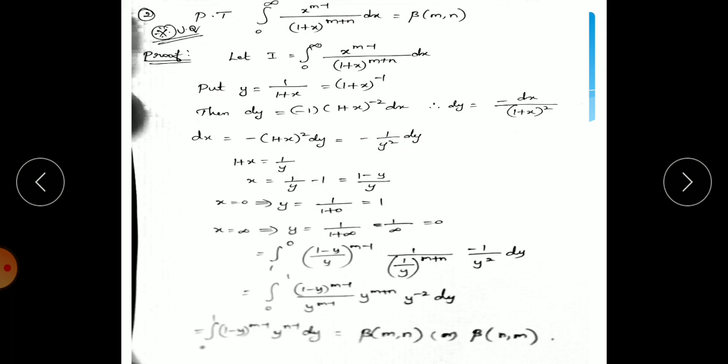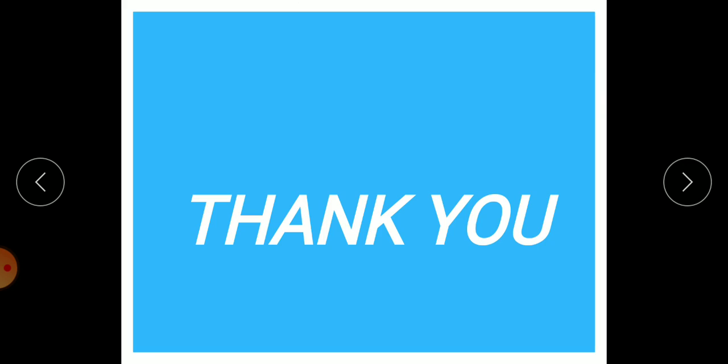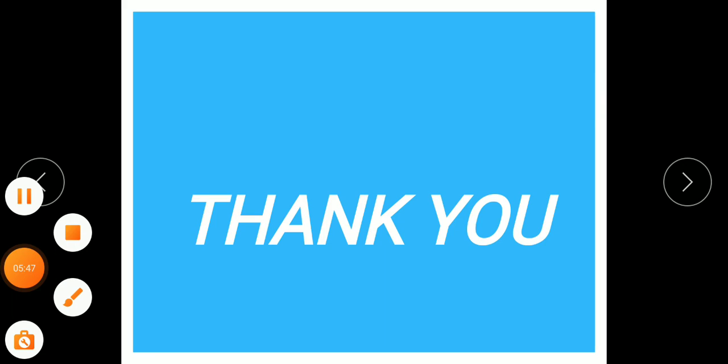Now apply x equals 0 and x equals infinity to get the limits of y equal to 1 and 0. In place of 0 apply 1, and in place of infinity apply 0. So the limits are 1 to 0 in terms of y, and after solving this we get the answer as beta of m comma n. This will be asked in the 5 mark question. I have given the important questions, so practice well. Hope you understand.